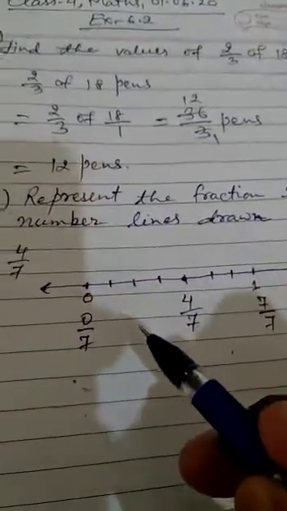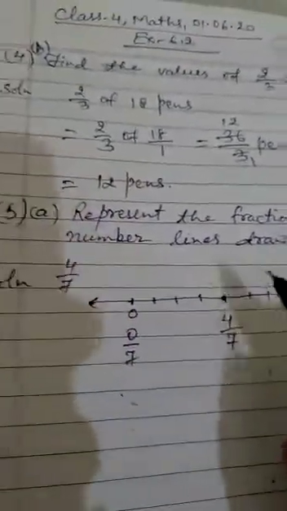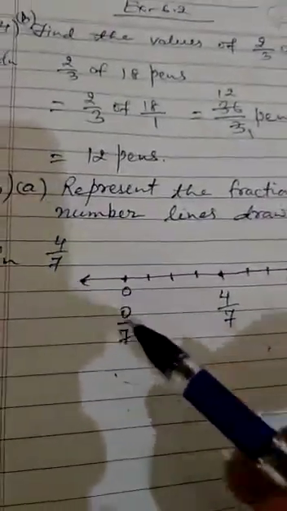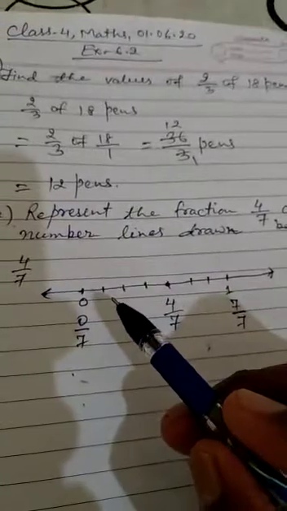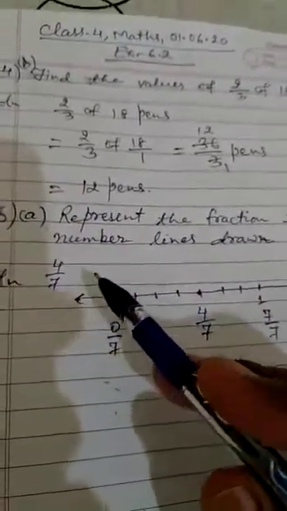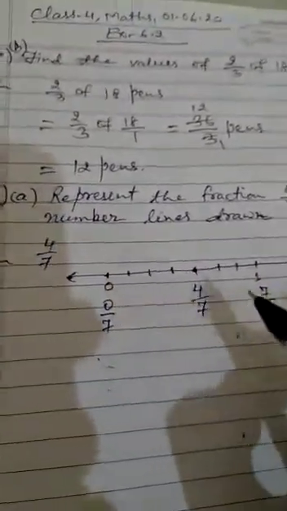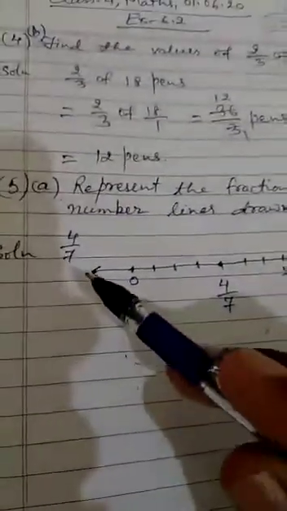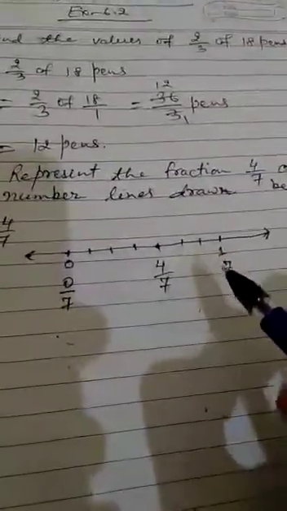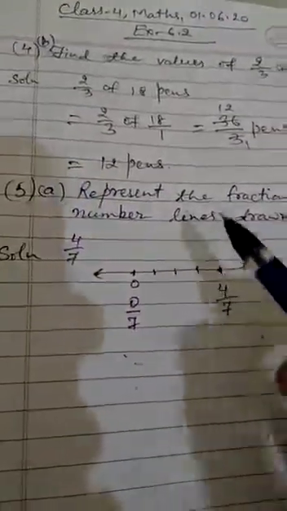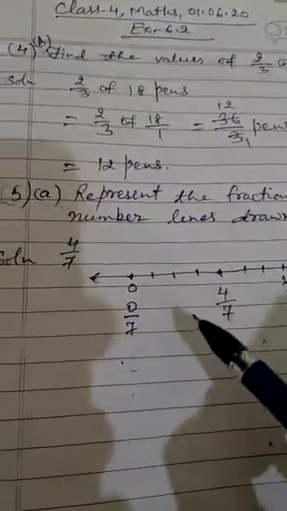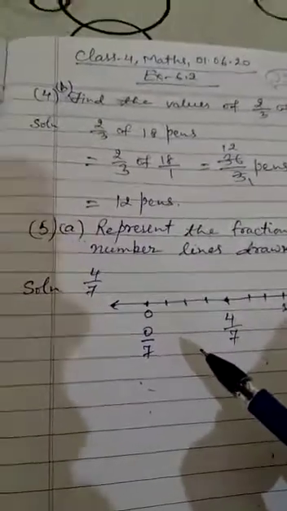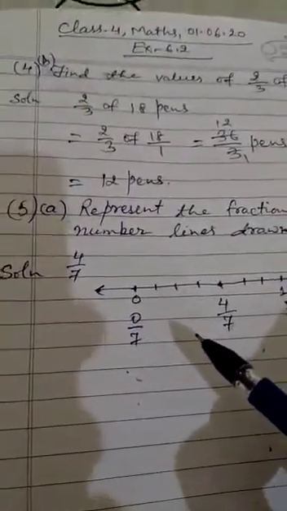Now in this way you will solve other questions also about number lines. You will always see the denominator, and when the fraction is less than 1 you will divide 0 and 1 into as many equal parts as the denominator. Here the denominator was 7, so we have divided this into 7 equal parts. If the denominator is 5 you will divide 0 and 1 into 5 equal parts. In this way you can solve questions with any type of denominators.